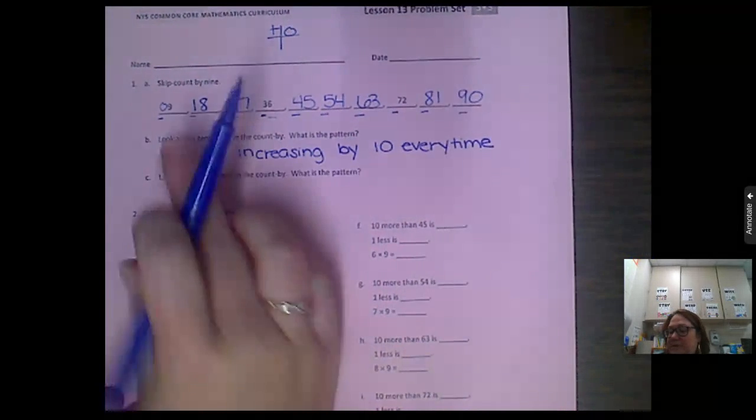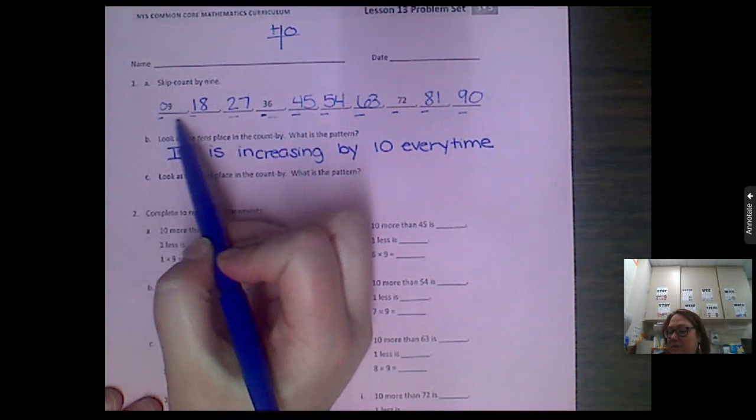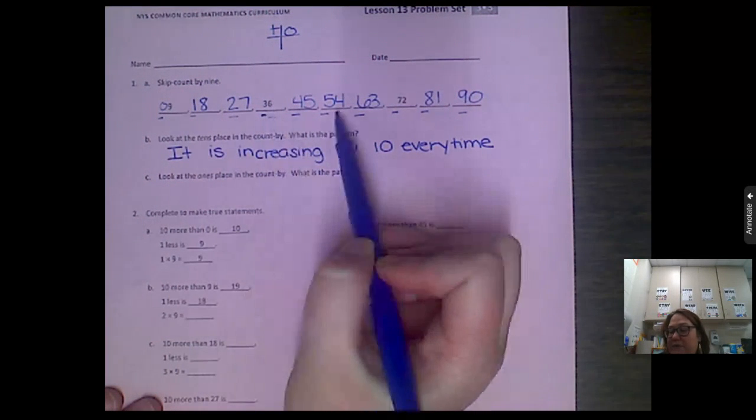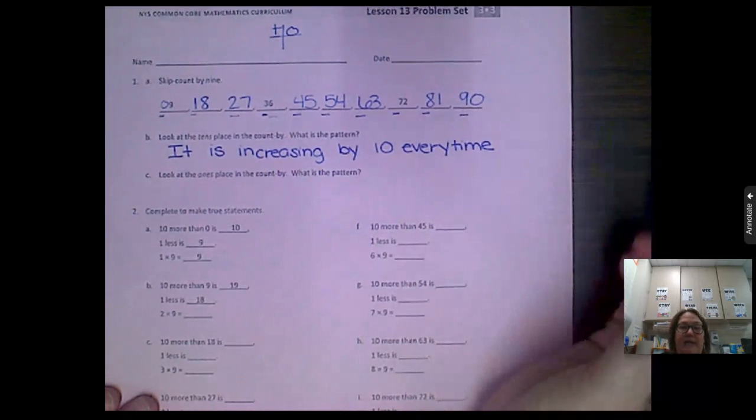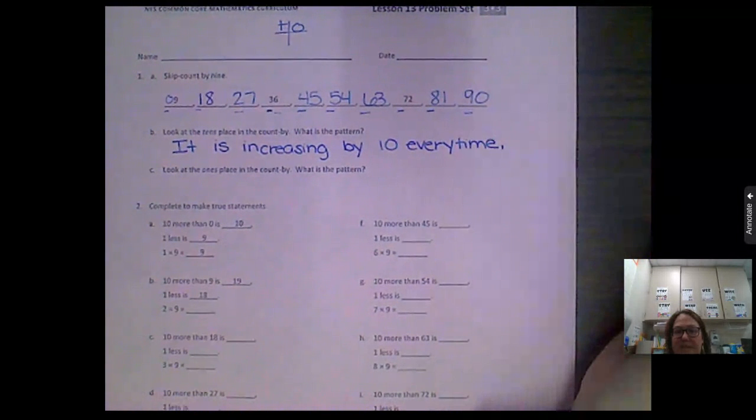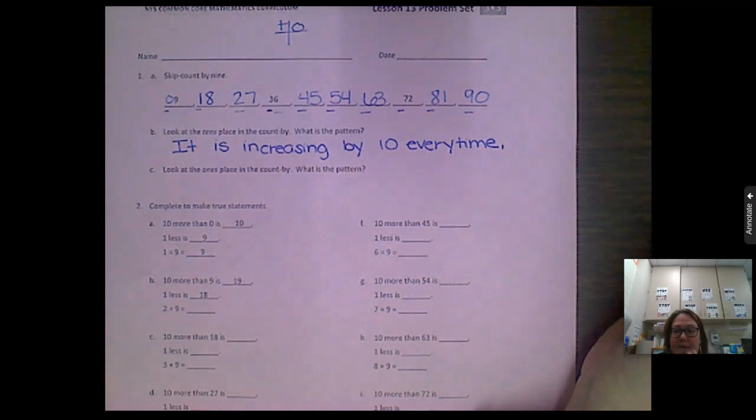Because if we think of this as a 0 and the 1, this would be like 0, 10, 20, 30, 40, 50, 60, 70, 80, 90. So it is increasing by 10 every time. Should have left more of a space in there. Okay. Is everyone okay with that?